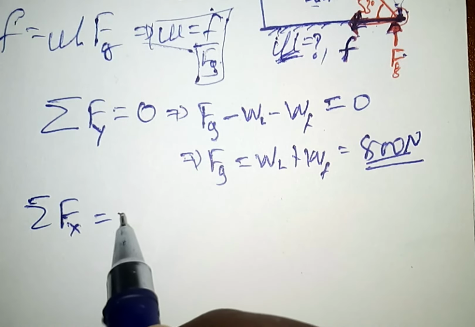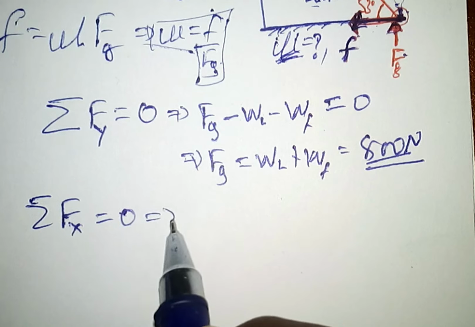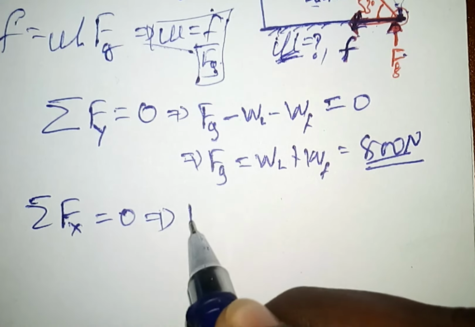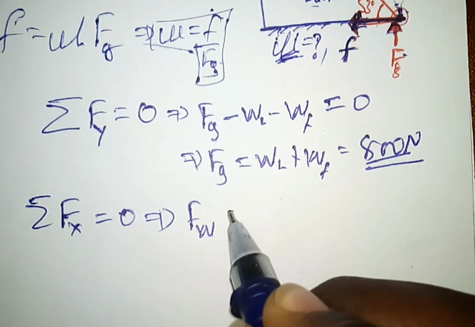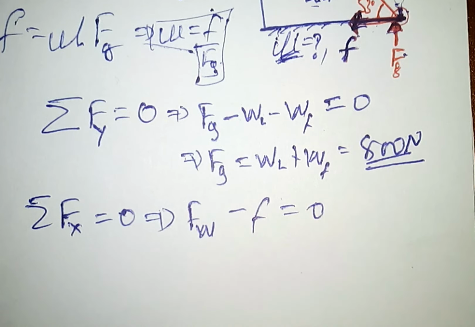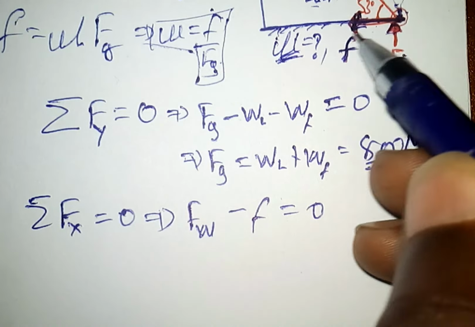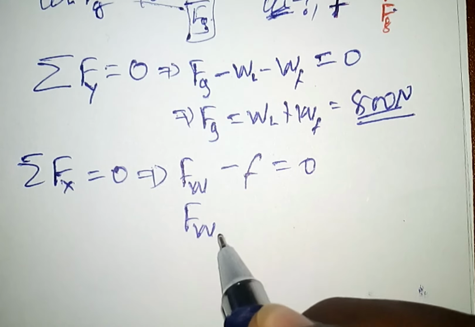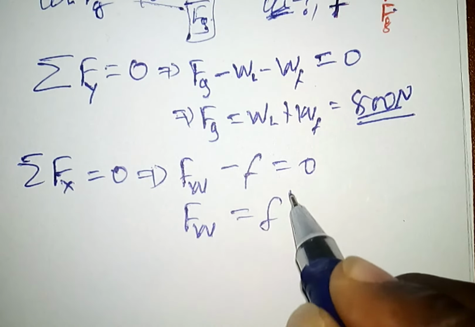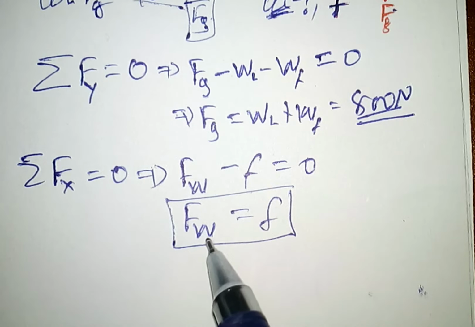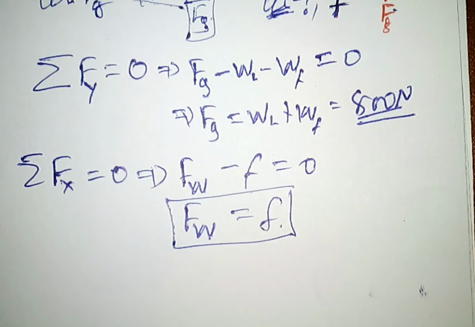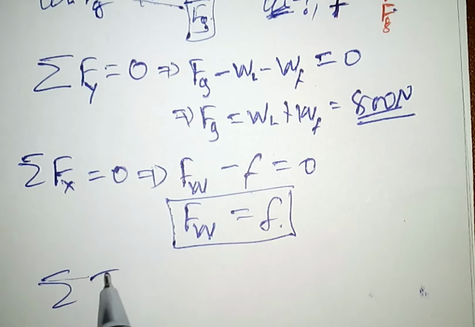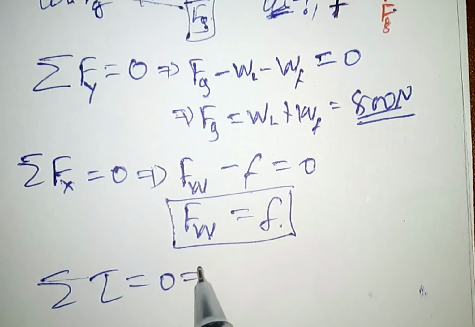The sum of the forces along the horizontal is also 0. This means that the normal force from the wall minus the frictional force is equal to 0, since they are opposite. Frictional force is acting to the left. So the normal force from the wall is equal to the frictional force, but we don't know Fw and the frictional force. To determine this, we use the second condition of equilibrium, which says that the sum of all the torques acting on the ladder is 0.